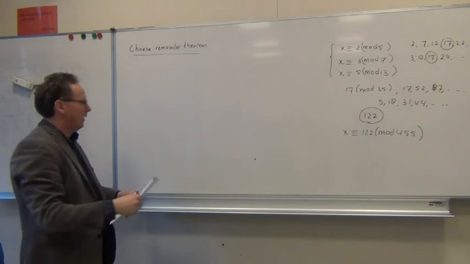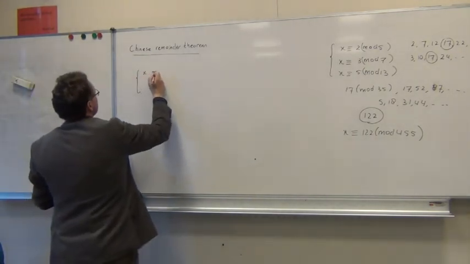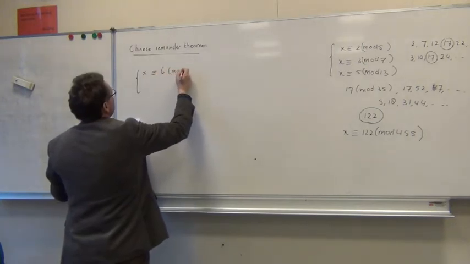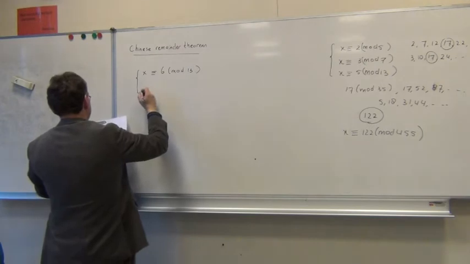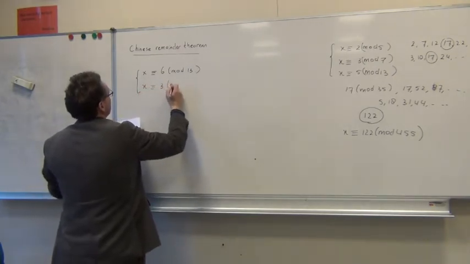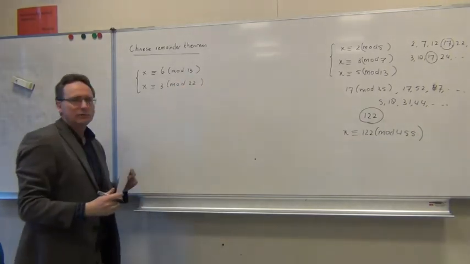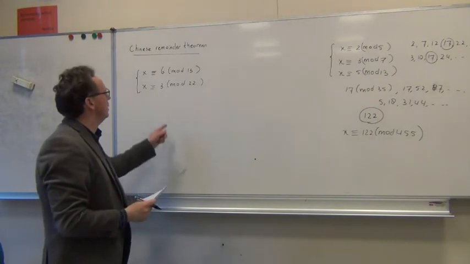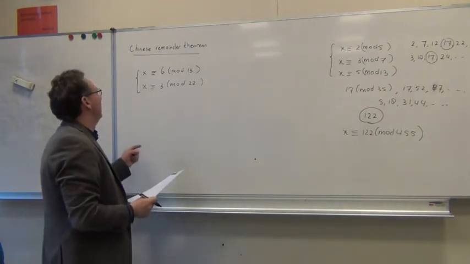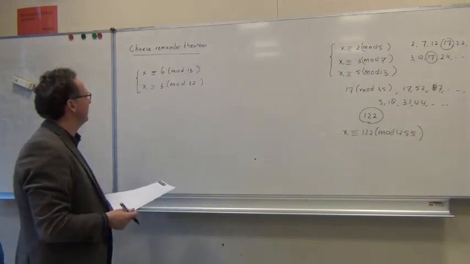Suppose we have x congruent 6 modulo 13 and also x congruent 3 modulo 22. Notice that 13 and 22 are coprime, so the Chinese remainder theorem can be applied. And now, instead of using trial and error, we want to do it in a more systematic way.